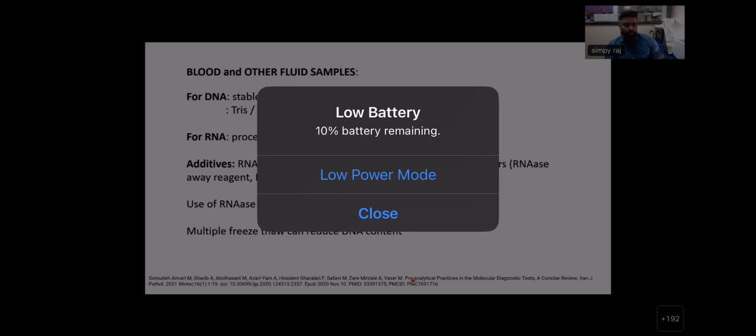The use of glassware should be very cautious. It should be RNase free, and you should avoid multiple freeze-thaw cycles. If you are sure about a test, then start it. But you should not be like, I'm doing something and then no, you have to not do it, and then you have to again freeze it, again thaw it. That will also reduce the DNA content.